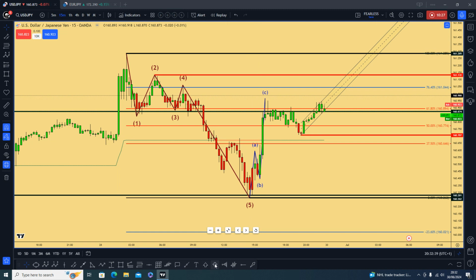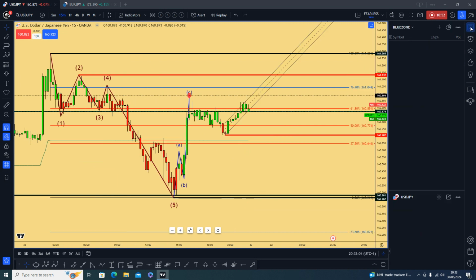What can I use? I'll use this. For any sell to be valid, we want to stay below here. No touch, no break below here. So patience is your friend here. You can take the trade anytime. Anything below here is a sell, knowing that your risk is above the 160.98.